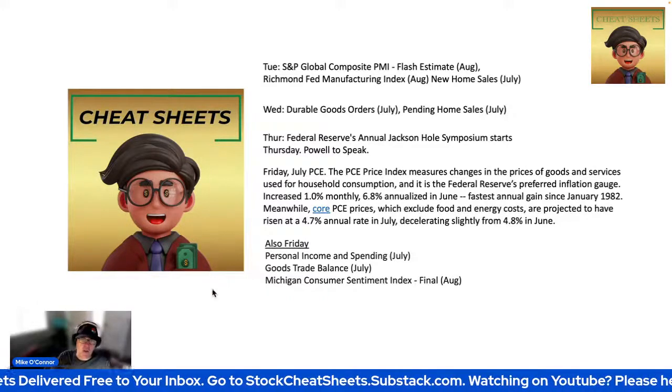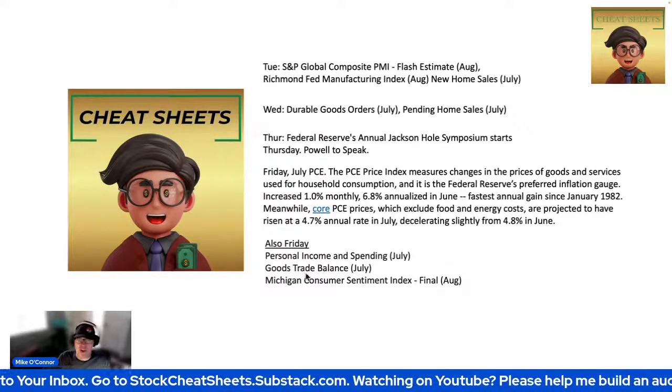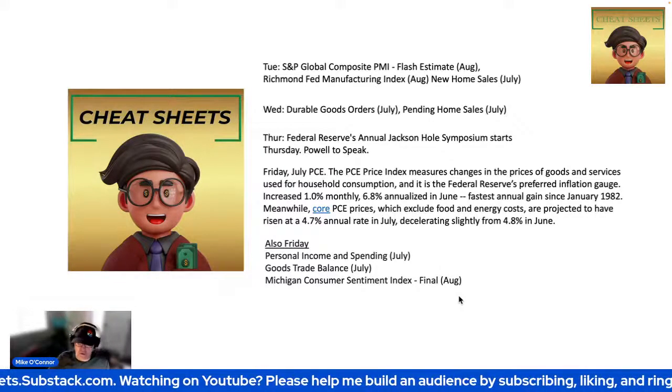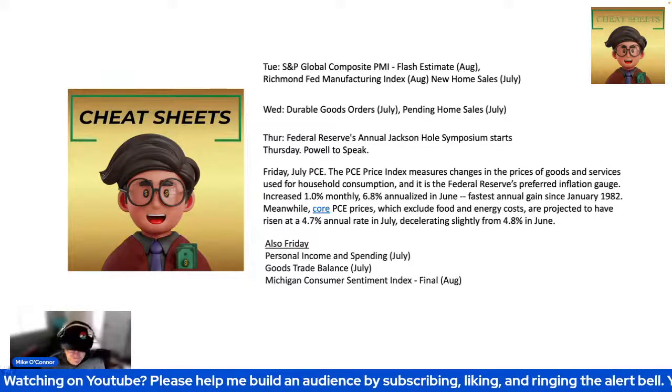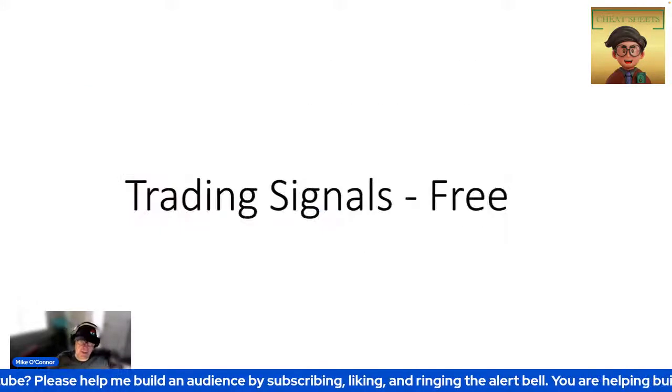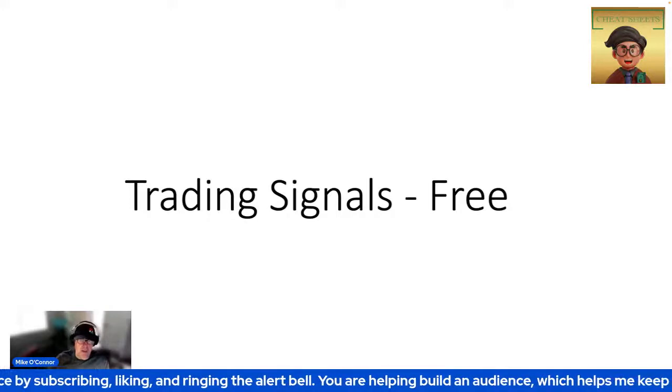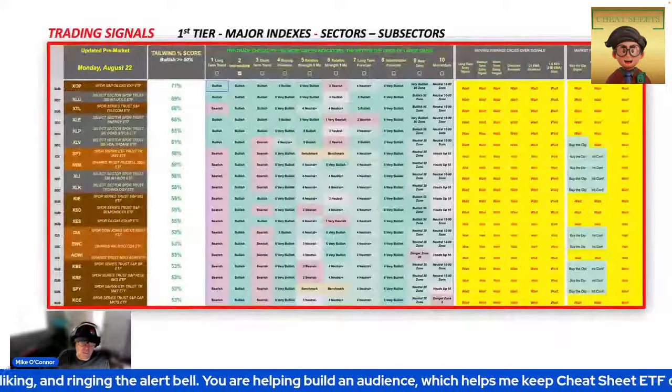All right, we'll also get personal income spending, our trade balance numbers, and the consumer sentiment index, which has also looked just terrible. This is a revision, previous number already released. So that's the backdrop, right? A lot of information coming this week. So then we use the data.